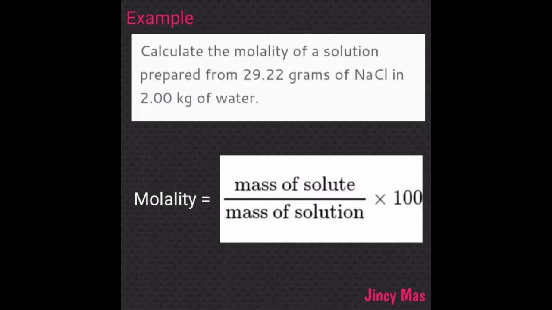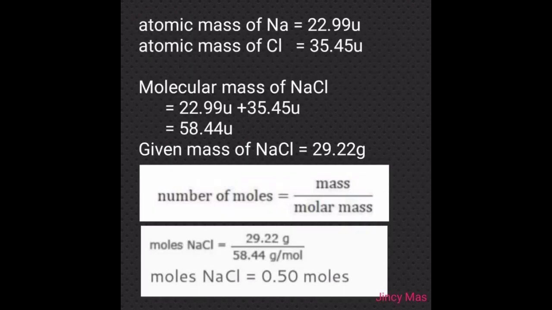Now let's see an example. Calculate the molality of a solution prepared from 29.22 grams of sodium chloride in 2 kilogram of water. So you know the formula to find out molality, that is mass of solute divided by mass of solution into 100. After writing the formula, you know the atomic mass of sodium is 22.99 u, or you can round it off and write 23. Atomic mass of chlorine is 35.45 u, or you can write 35.5. So you can find out the molecular mass of NaCl, that is 58.44 u.